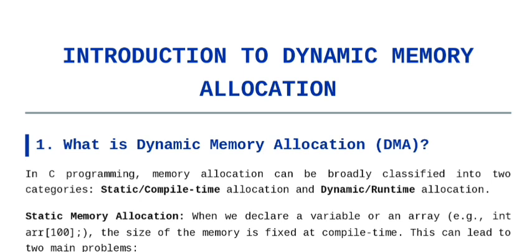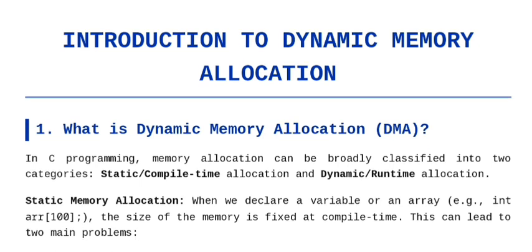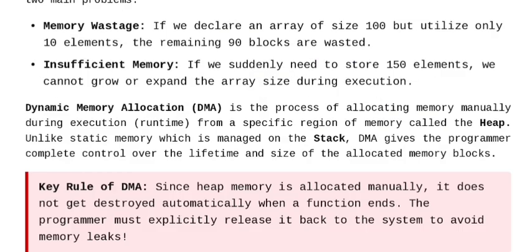The static memory allocation is used to declare a variable or an array. Mostly it is used to declare an array. Arrays are mostly in the form of integer data types. The size of the memory is fixed at compile time. This can lead to two main problems. They are memory wastage and insufficient memory.